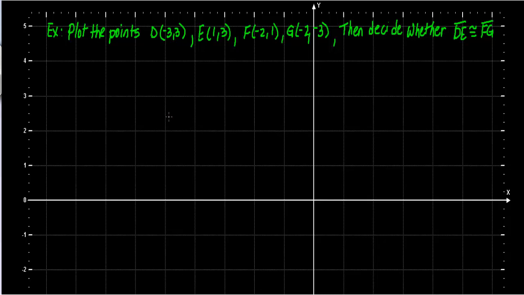Here's an example from your book. It says to plot these points on the coordinate plane and then decide whether segment DE is congruent to segment FG. So let's go ahead and do that.